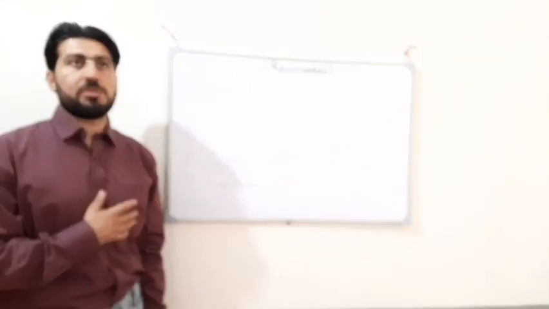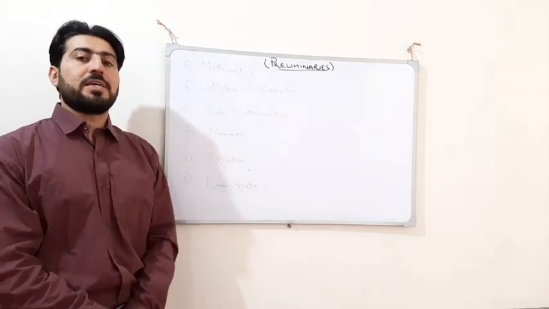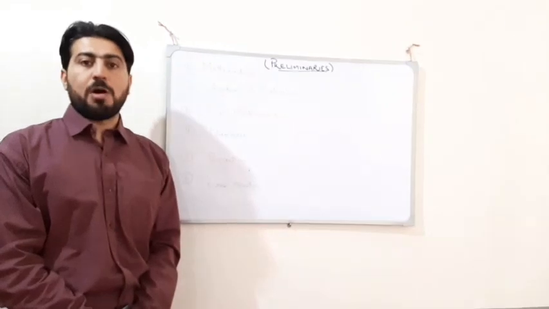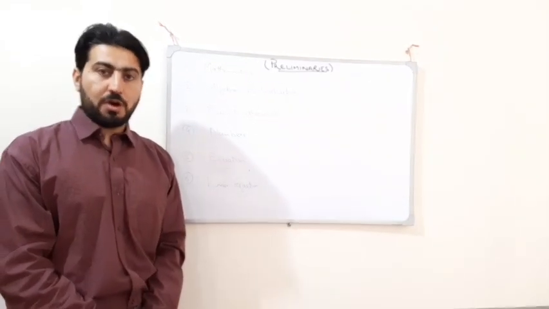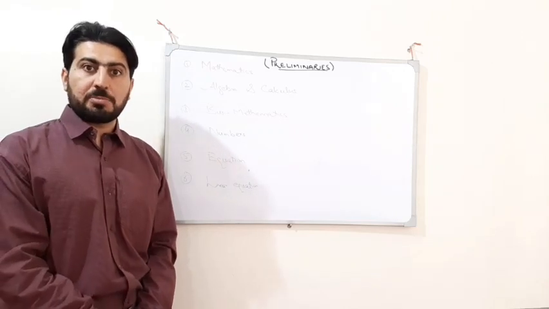Then we have with us rational numbers. What are rational numbers? Rational numbers are those numbers that are expressed in the form of ratio, quotient or fractions. Such as 2 by 3 is a rational number.